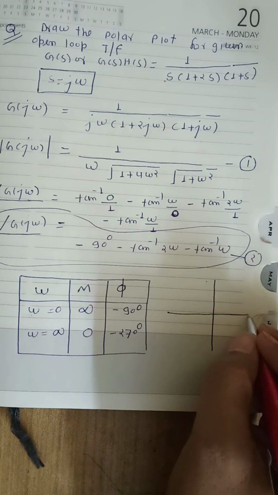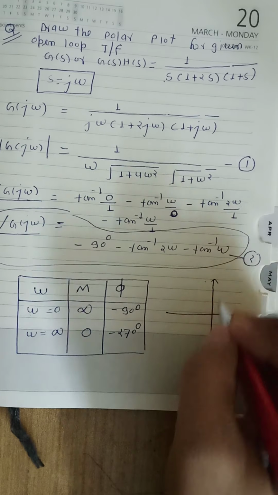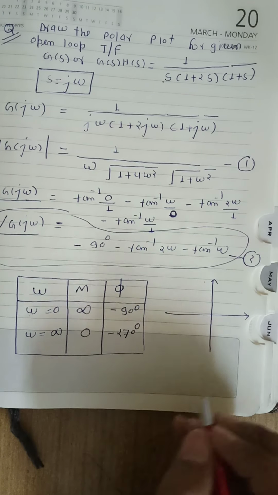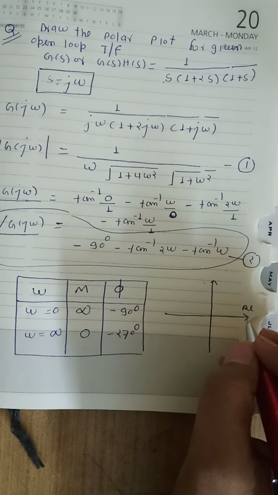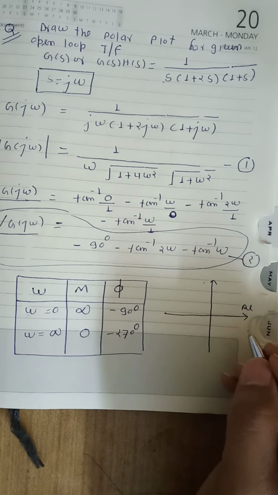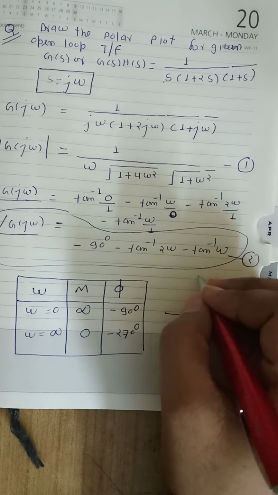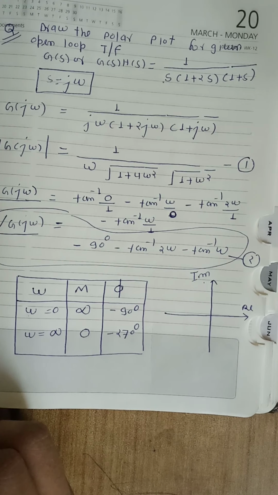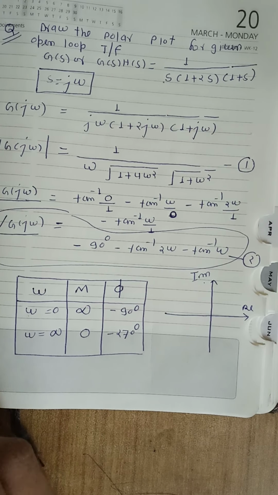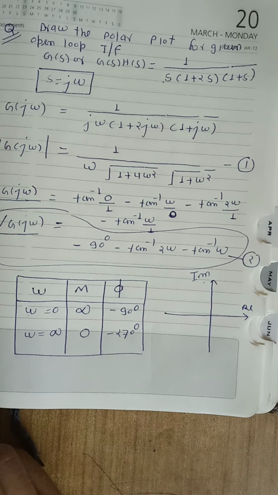First we will define polar coordinates or the GH plane. Horizontal will define the real axis, or real of GH, or real of G. Vertical will define the imaginary axis, or imaginary of GH, or imaginary of G. Now let us define angle.